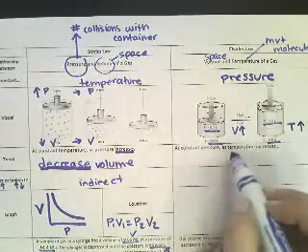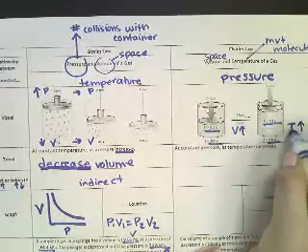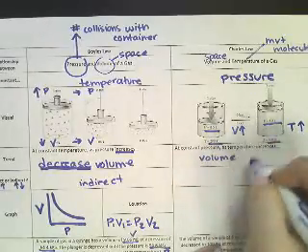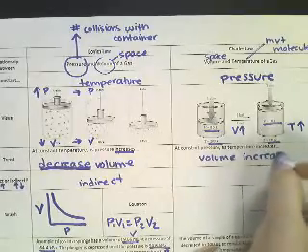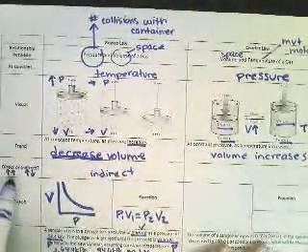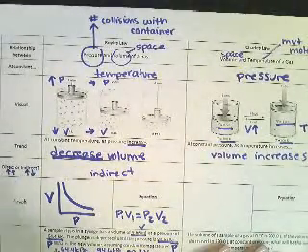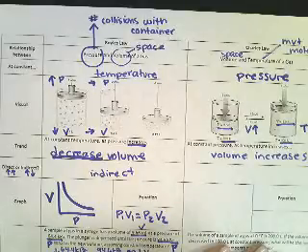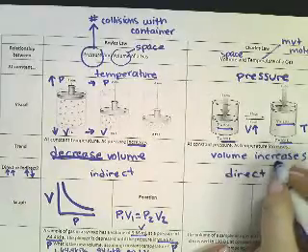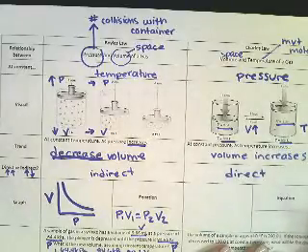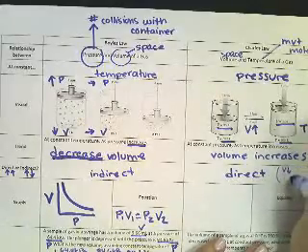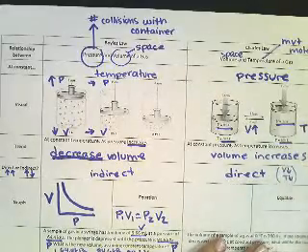So at constant pressure, as temperature increases, volume also increases. Is that a direct or an indirect relationship? It's direct because as one increased, the other also increased, so it's the same direction. If it's direct, that also means that if volume decreases, temperature will also decrease.